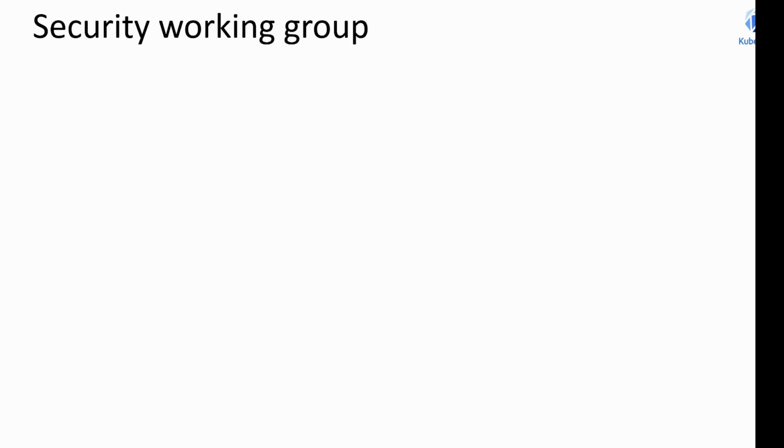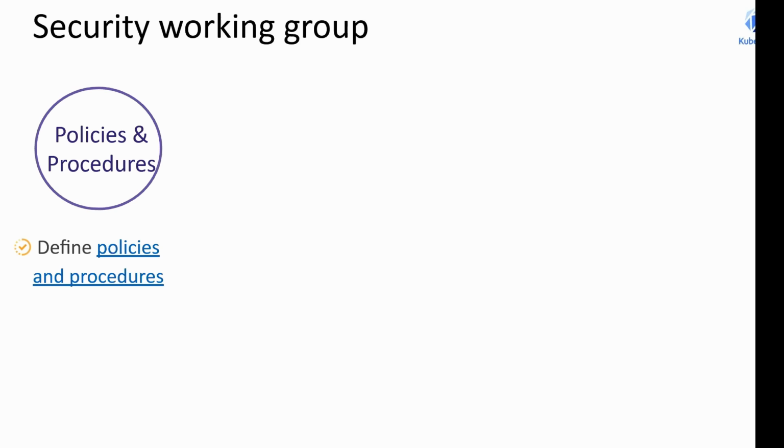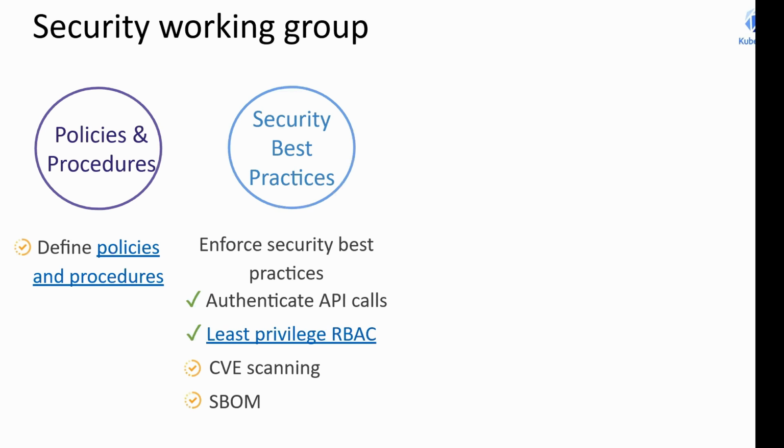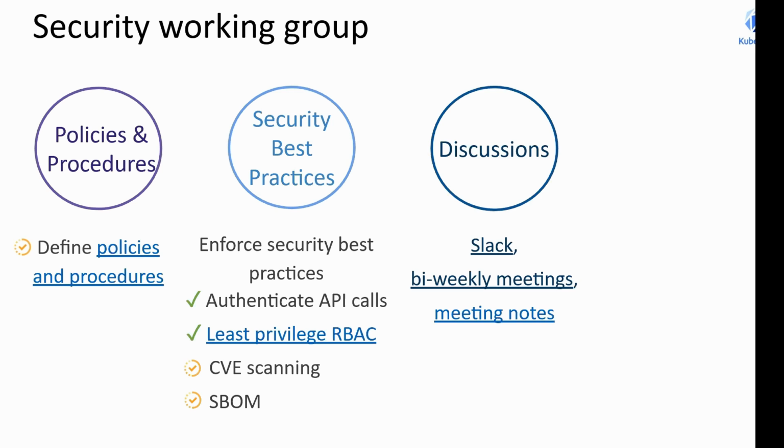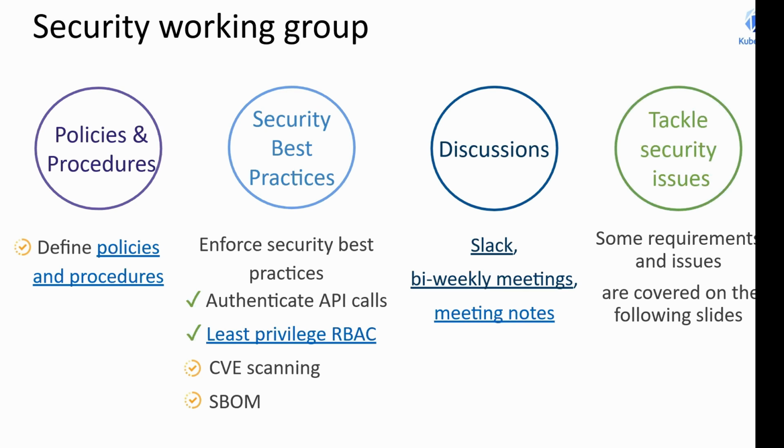Let's get over to Diana. And let's get started with a brief introduction of the newly formed Security Working Group. One of the very first goals of this group is to define clear policies and procedures on how to report and disclose vulnerabilities. Another goal is to embrace the use of security best practices across all working groups. We also provide a place for discussions in Slack and during our bi-weekly meetings. And of course, the main goal of this working group is to solve security-related issues.